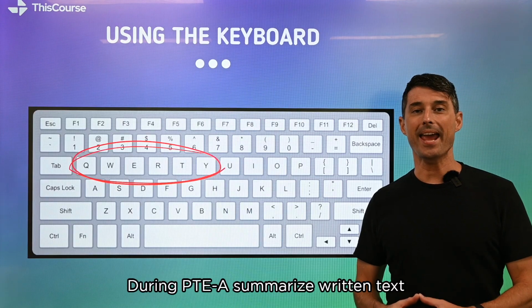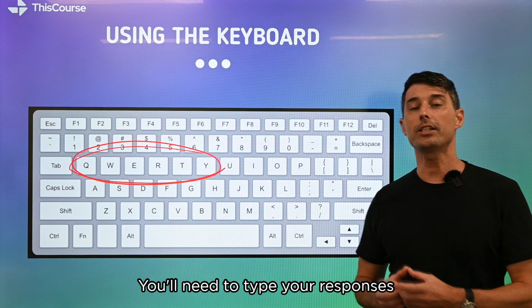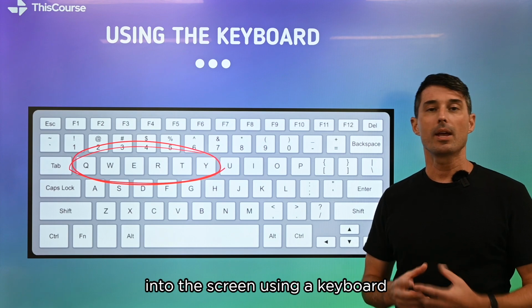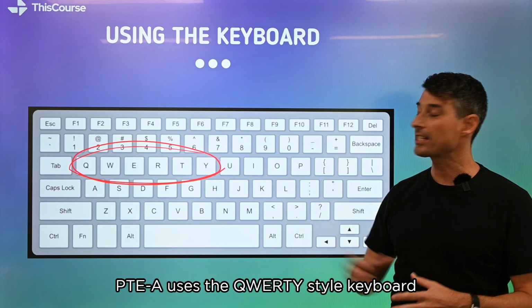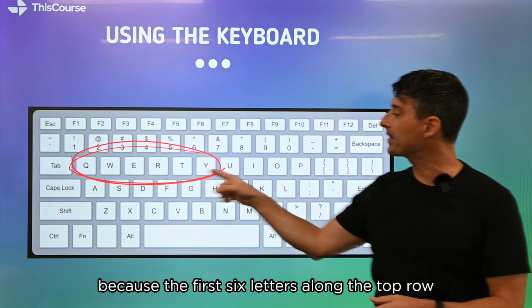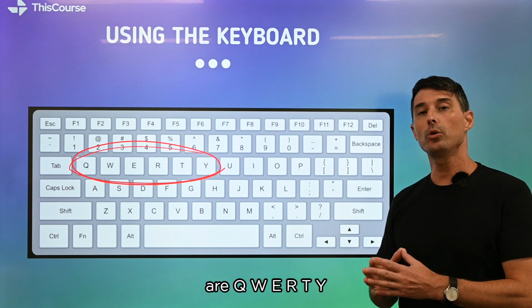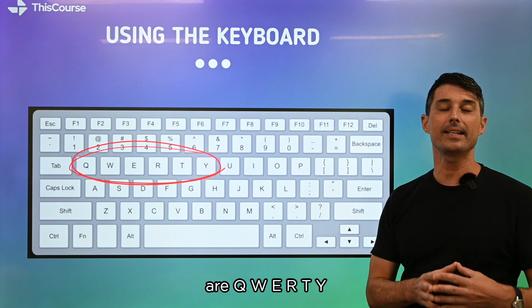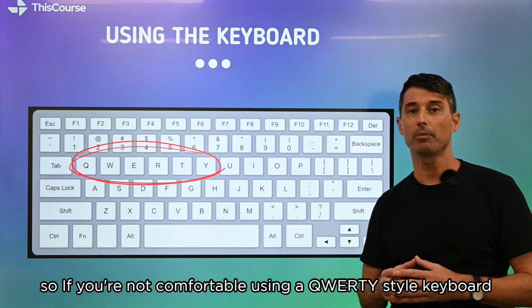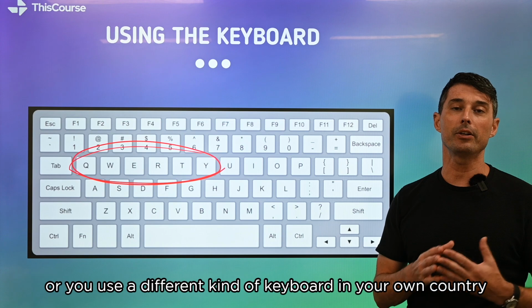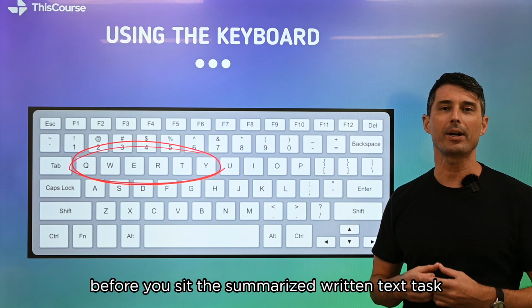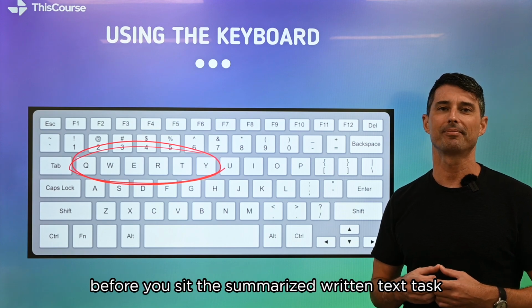During PTE-A Summarized written text, you'll need to type your responses into the screen using a keyboard. PTE-A uses a QWERTY style keyboard, and it's called QWERTY because the first 6 letters along the top row are Q, W, E, R, T, Y. So if you're not comfortable using a QWERTY style keyboard, or you use a different kind of keyboard in your own country, you'll need to get a little bit of practice before you sit the summarized written text task.